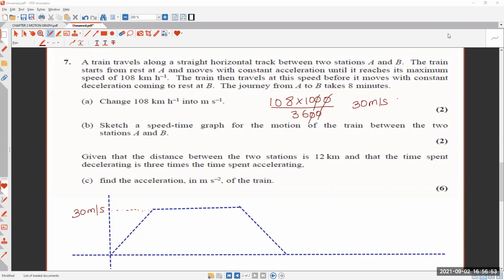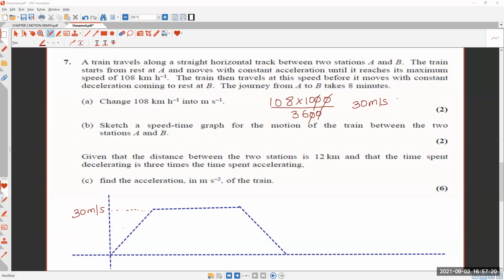30 meters per second, we write it down. Sketch the graph, given that the distance between the two stations is 12 kilometers. Okay, sketch the graph is done. And the time spent decelerating, this is an important point: time spent decelerating is three times the time spent accelerating.